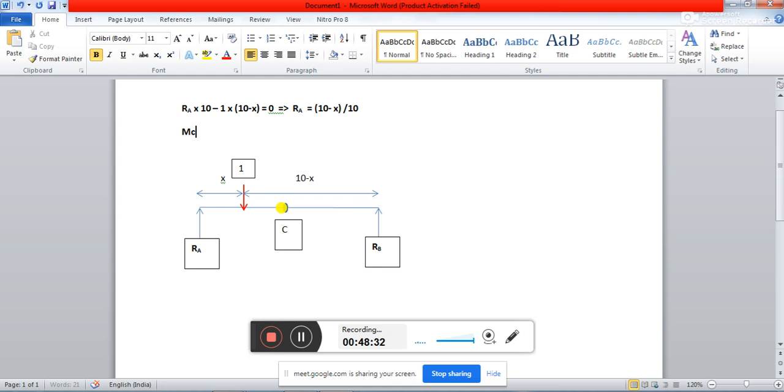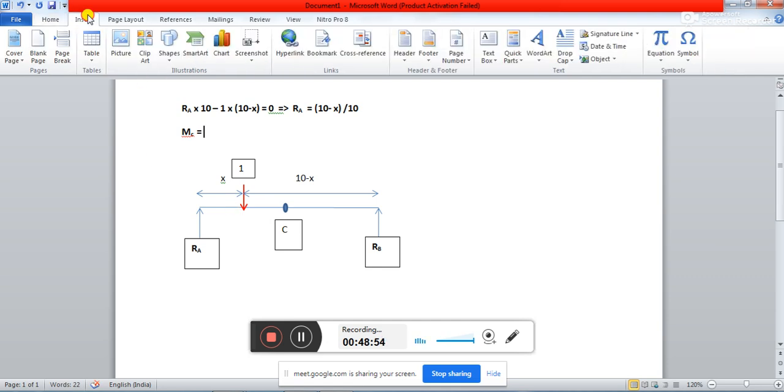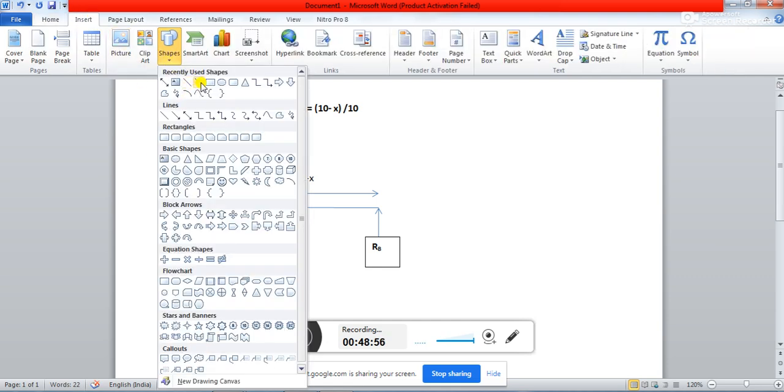You will have to find out MC, right? So if you want to find out MC, then what will be your value of MC? So you see the MC value, which is nothing but the moment about C. How do you get it? You will have to take moment of this RA about this C. So how much is the distance of this RA to C?